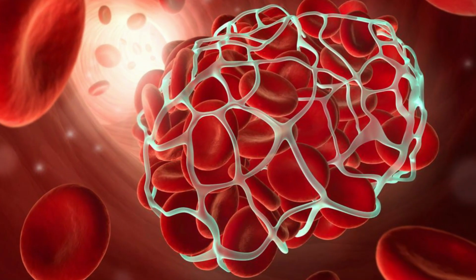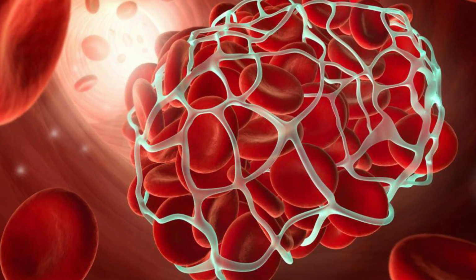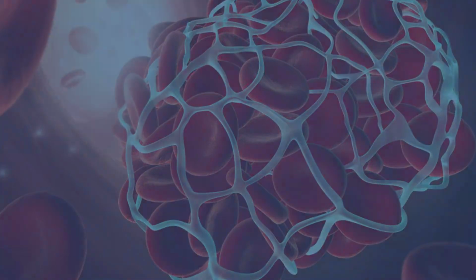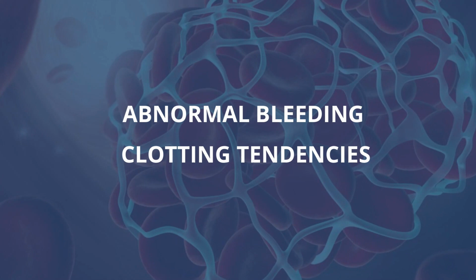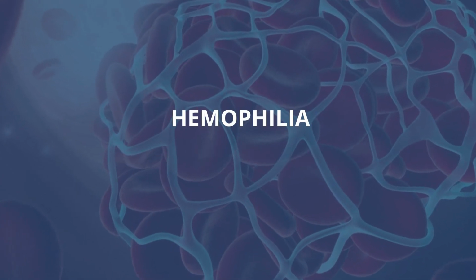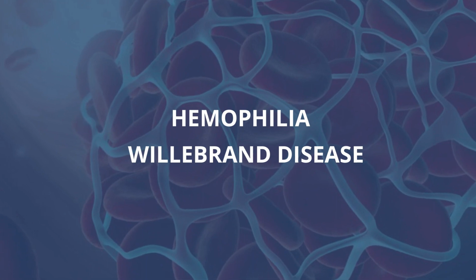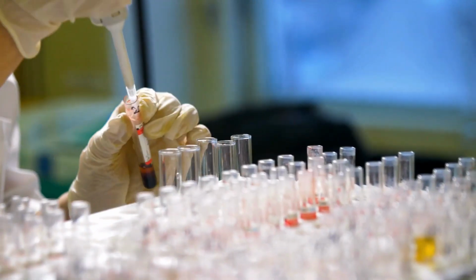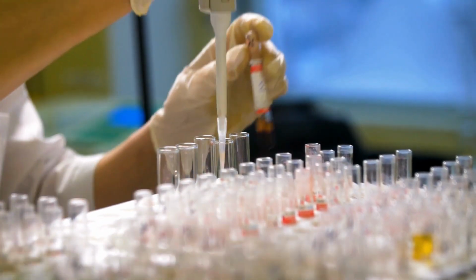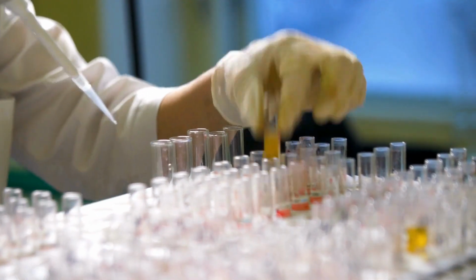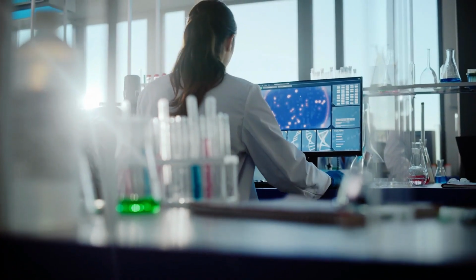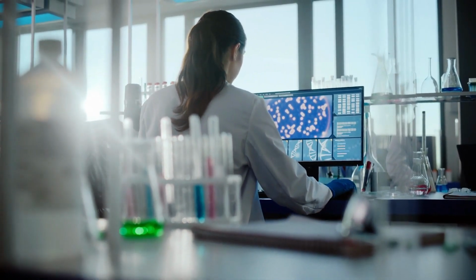Coagulation disorders can arise from a deficiency or dysfunction of specific clotting factors, leading to abnormal bleeding or clotting tendencies. Hemophilia and von Willebrand disease are two examples of coagulation disorders. While blood components play essential roles in maintaining our health, they can also pose challenges in certain circumstances. Let's explore how modern medicine harnesses the power of these components in therapeutic approaches.